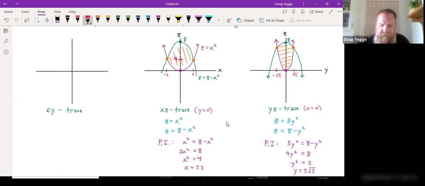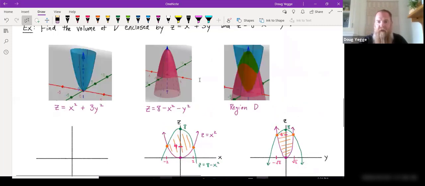It also can't hurt to find out exactly what the z value is at this location as well. If I plug √2 into 3y squared, √2 squared is 2, times 3 gives me 6. And so we now already have an idea about both directions, what they're going to look like, because most of the time we're not going to have the three-dimensional shapes.